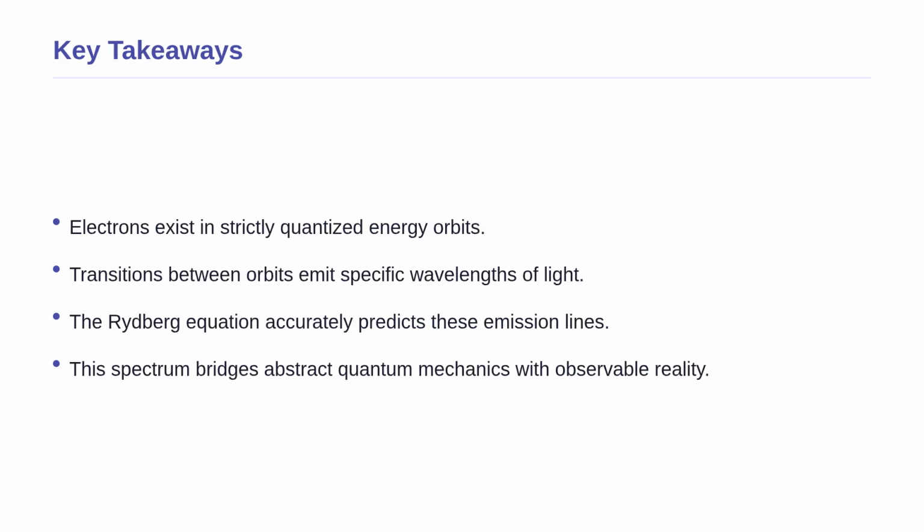Let us summarize the key takeaways from this topic. First, electrons in an atom can only exist in strictly quantized energy orbits. Second, when an electron falls to a lower orbit, it emits a photon with a very specific wavelength, creating a distinct line spectrum. Third, by combining Bohr's model with the Planck-Einstein relation, we can mathematically predict these exact colors using the Rydberg equation. You have now seen how abstract quantum math perfectly describes the colorful light we observe in the universe.